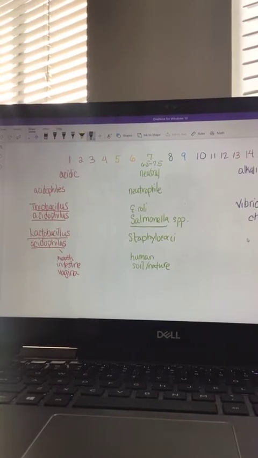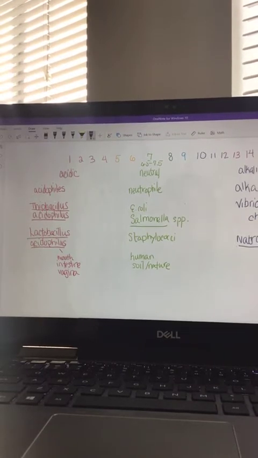Another microbe, it's an archaean, and it's called Natronobacterium. That's another one, and you can find this microbe in the soda lakes of the African Rift Valley. So that's where you can find this particular microbe, and these are under the group alkaliphiles.